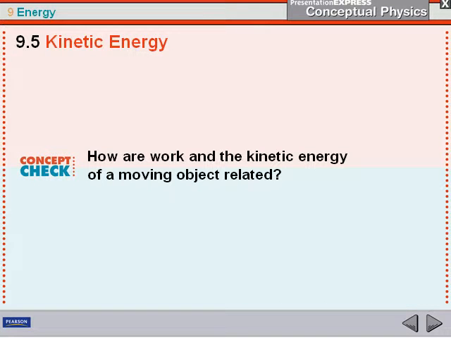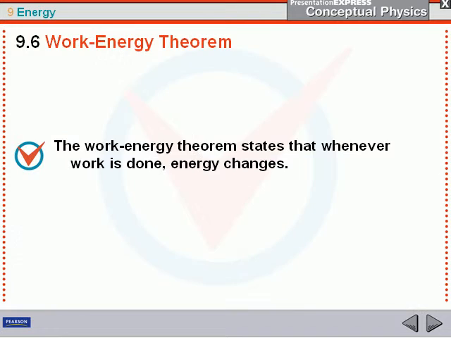So how are work and kinetic energy related to each other? The kinetic energy is equal to 1/2 the mass times the velocity squared. Now here's the work energy theorem. What it's saying is that when we do work, energy will change. That means we can do work on one object and change its amount of energy by increasing it, or an object with energy can do work and therefore it's going to lose some energy.